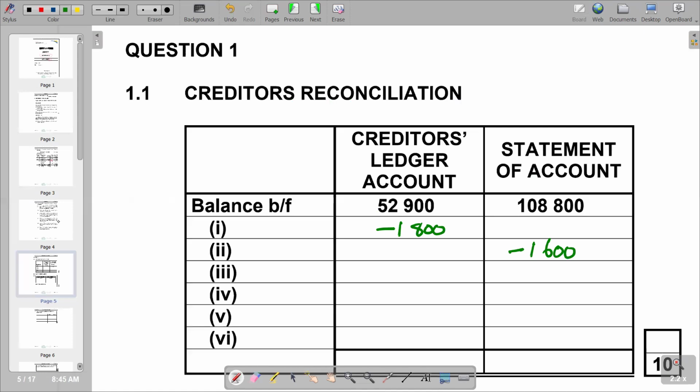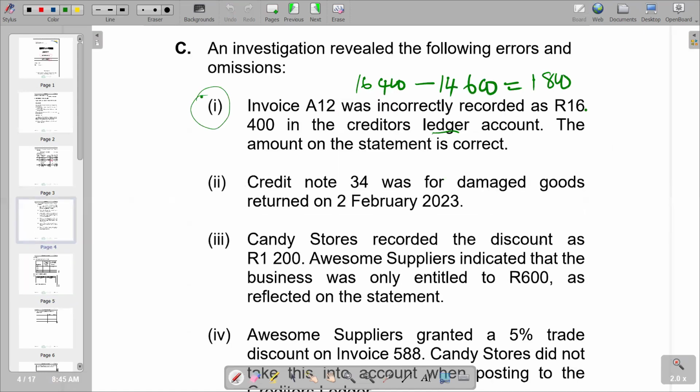Then we go to item 3. Candy stores recorded the discount as 1,200, or some suppliers indicated that the business was only entitled to 600 rands as reflected on the statement. So what does it mean? Remember, the discount reduces the amount that we are owing the supplier.